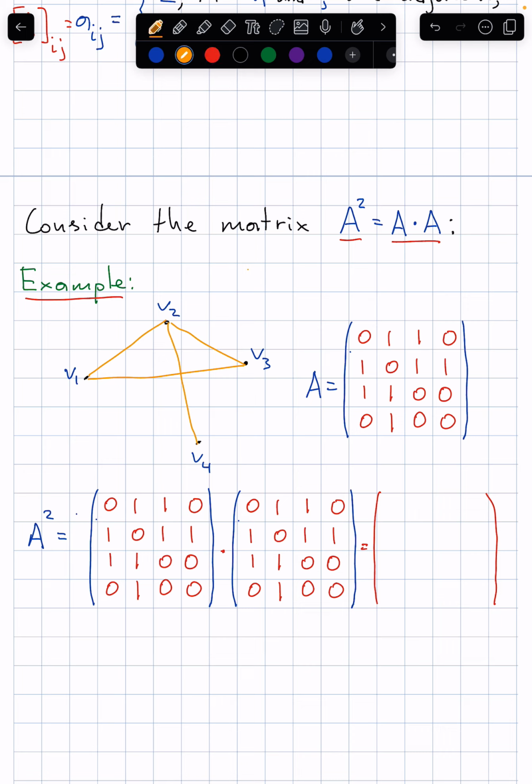We look at the first row of the first matrix. To get the first entry in the first row of the product, we take the first row of the first matrix and the first column of the second matrix, and we multiply them one by one. So we got 0 times 0 plus 1 times 1 plus 1 times 1 plus 0 times 0. We multiply the first entry by the first entry, second by second, third by third, and so on. So in total we get 2 here.